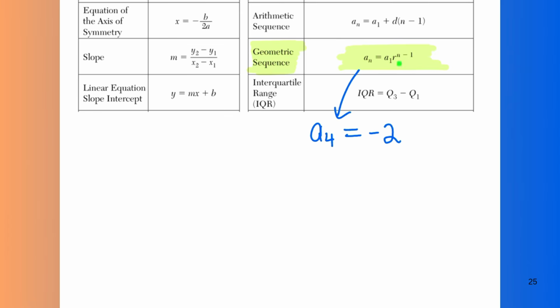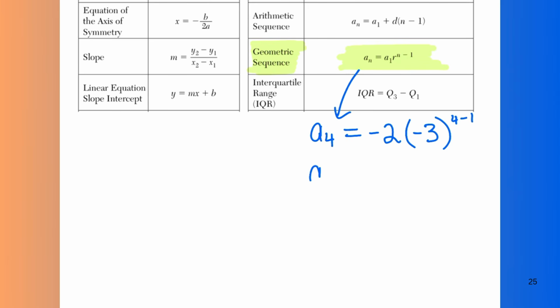The r, as you can hopefully guess in this formula, stands for that common ratio. I'm going to replace the r with -3 because they told us the common ratio is -3. And then the n, well, this n and this n are always going to be the same number. Same variable has to represent the same number. So if we're talking about the fourth term, then instead of that n, I'm going to write a 4. So it's 4 minus 1.